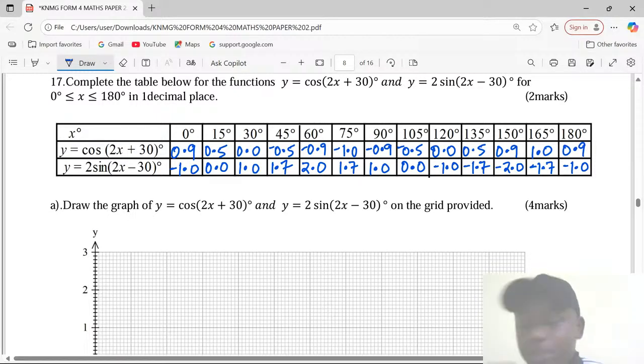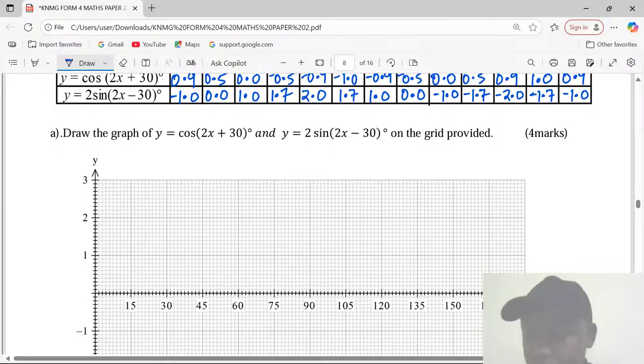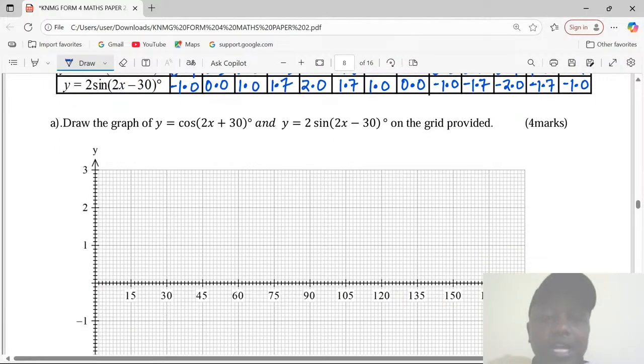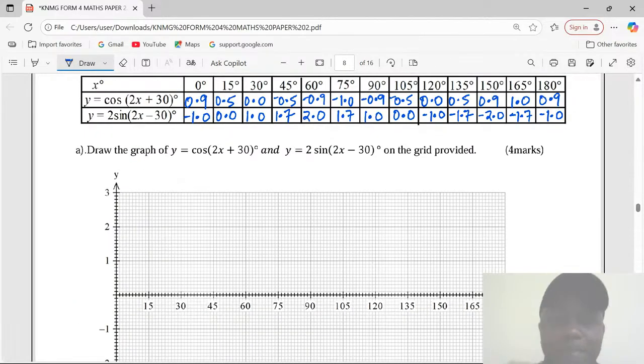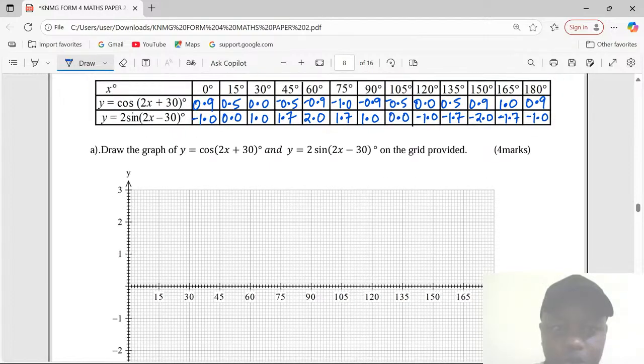So we are having all the values already. The next thing now is plotting. The second part talks about plotting all this. So draw the graph of y equals cosine of 2x plus 30 and y equals 2 sine of 2x minus 30 on the grid provided. So we are supposed now to draw the two functions on the same axis.